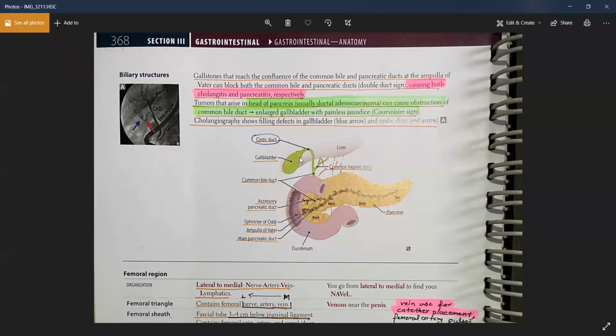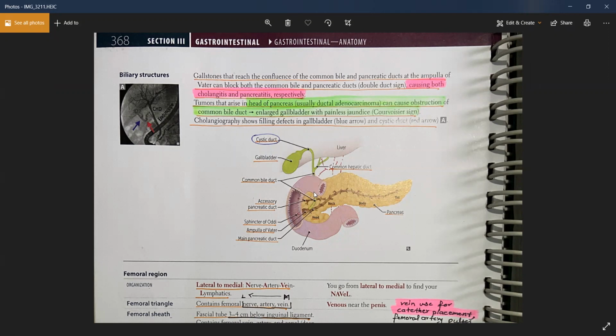There is a gallbladder. From the gallbladder there will be a cystic duct. Whenever you hear the word cystic, it is always referring to the gallbladder: the cystic artery, the cystic duct, cystitis. So the cystic duct originates from the gallbladder. It will join the common hepatic duct, and after joining the common hepatic duct, it will form the common bile duct.